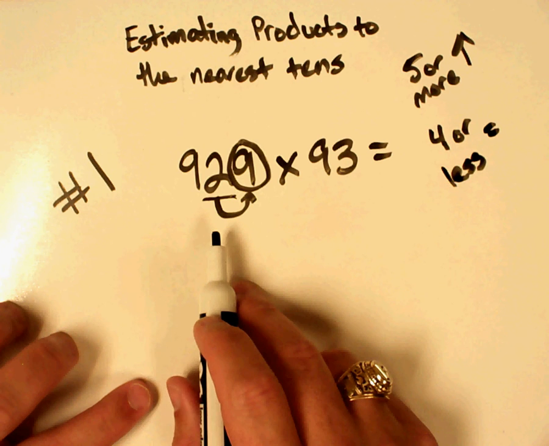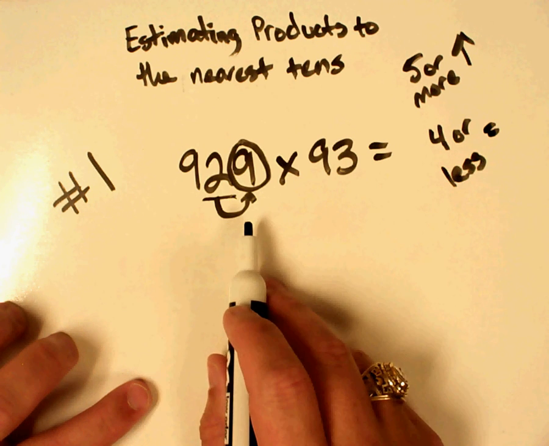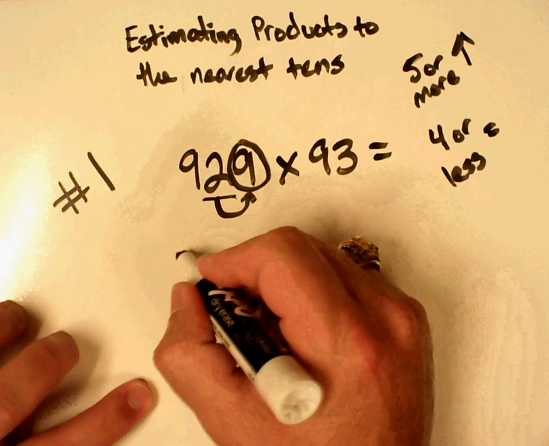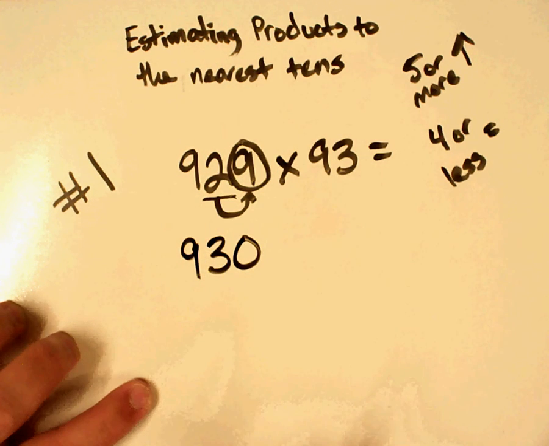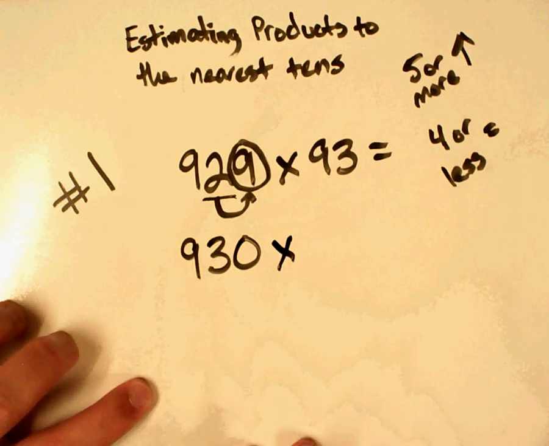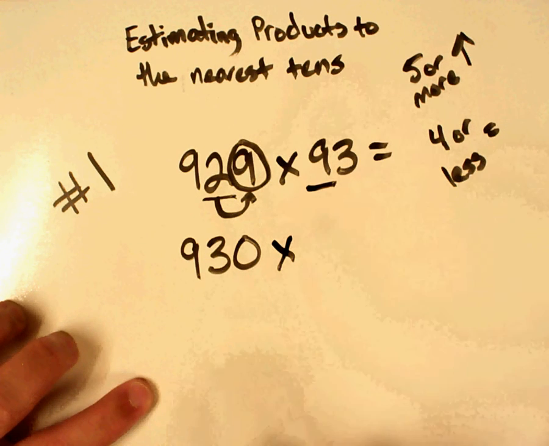Okay? So in this particular situation, my 9 is greater than 5. So I'm going to raise my 2 to a 3, and my 929, I round to 930. Okay, still multiplying, so I'm going to put my multiplication symbol here. And then I'm going to do the same thing with my 93.